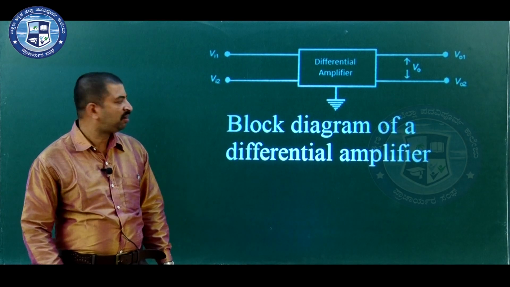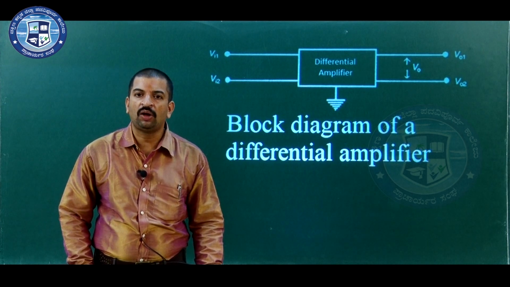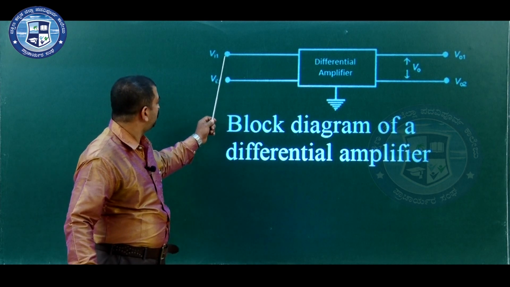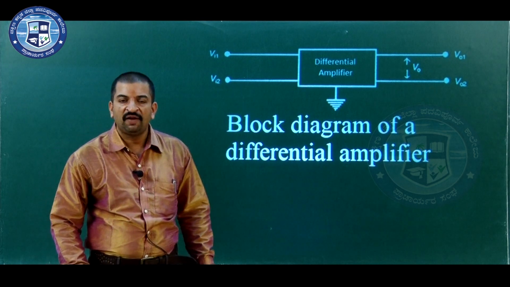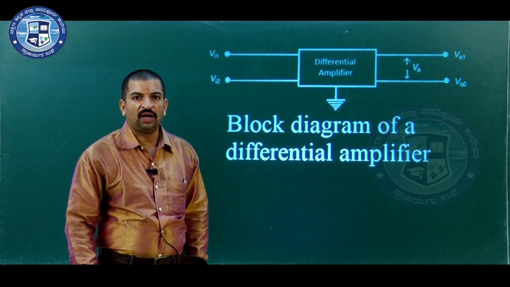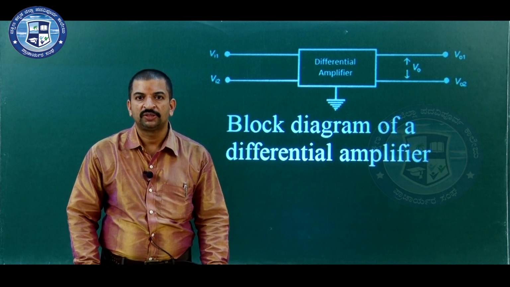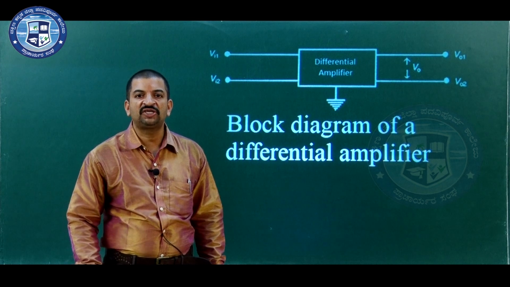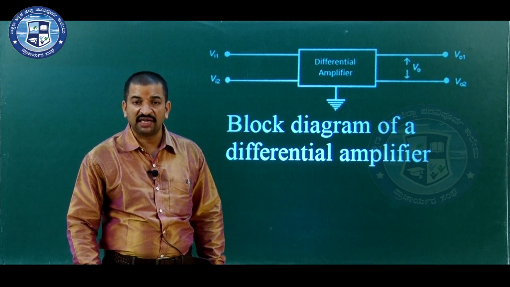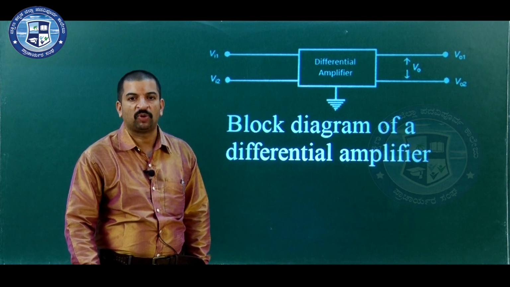Let us study the block diagram of a differential amplifier. The differential amplifier may have one or two inputs and one or two outputs. Now, consider there are two inputs Vin1 and Vin2, and there are two outputs VO1 and VO2. Depending on the number of inputs and number of outputs, there are 4 types of differential amplifier configurations. These differential amplifiers are classified based on the number of inputs and the number of outputs.